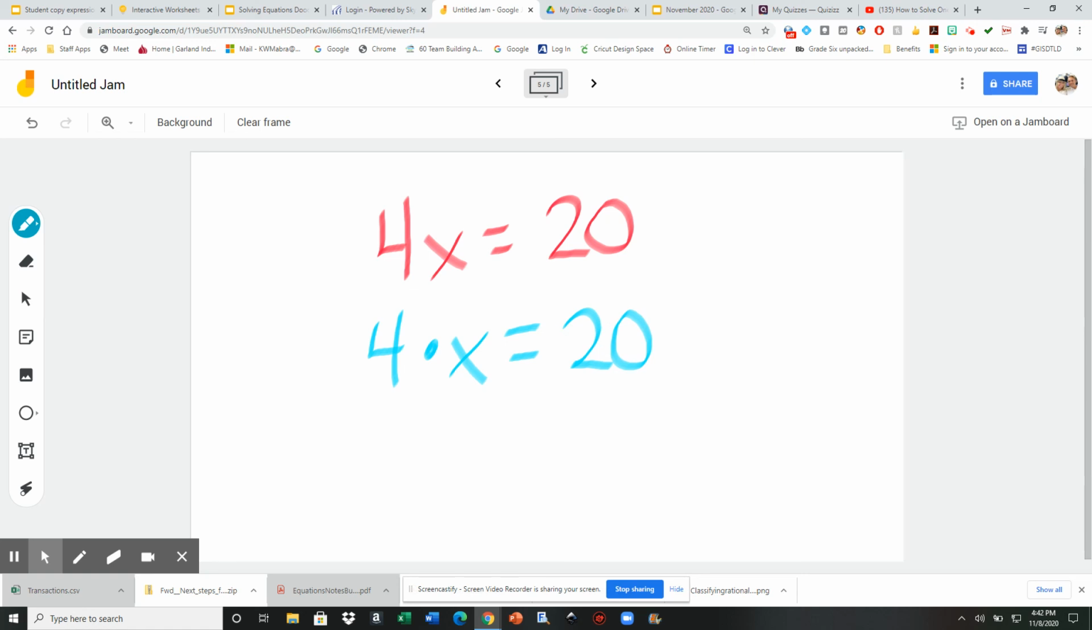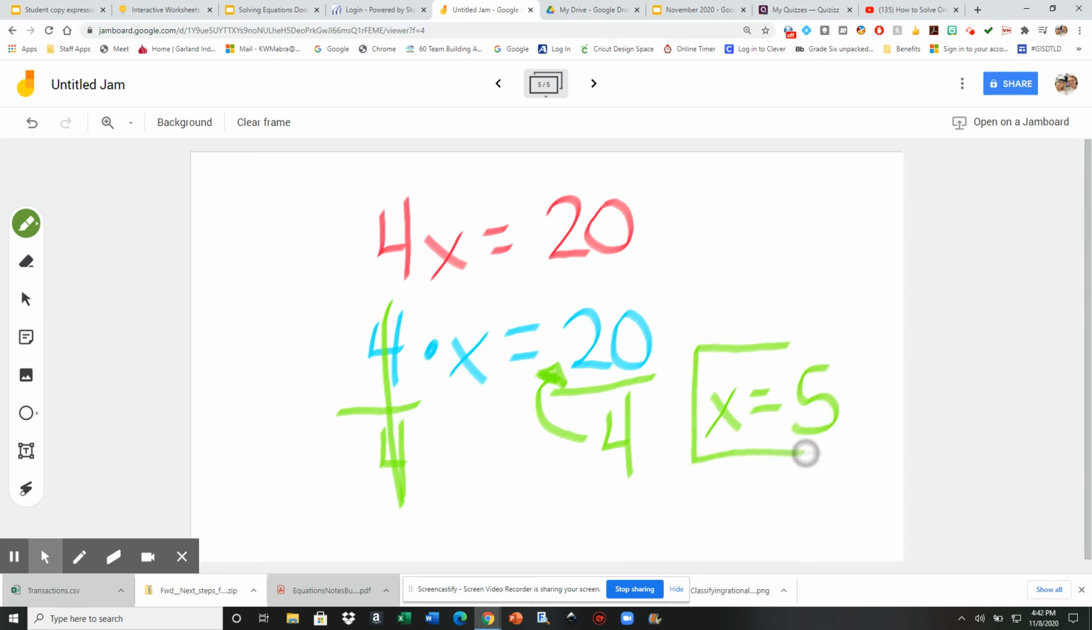How do you undo times 4? You undo times 4 by dividing by 4. So we're going to divide both sides by 4. This cancels out, giving you that 1x that you want, the coefficient of 1. And how many times does 4 go into 20? It goes in there 5 times. So x is equal to 5.